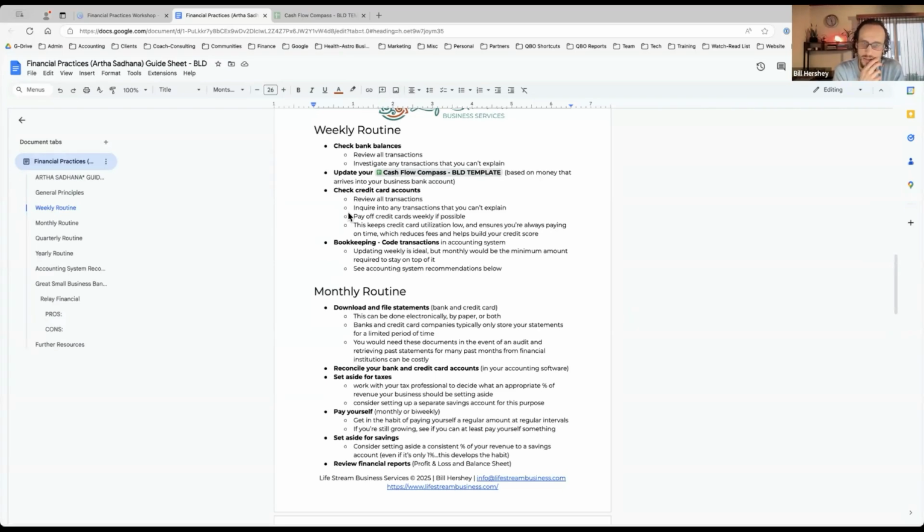Credit card accounts. Again, same routine. Review all transactions. Inquire into any transactions you can't explain. I recommend paying off credit cards on a weekly basis. Here's why. Cash flow is not the easiest thing to understand for folks. You have a certain amount of money in your bank account and you're running up a balance on your credit card periodically, and then you've got to pay it off.